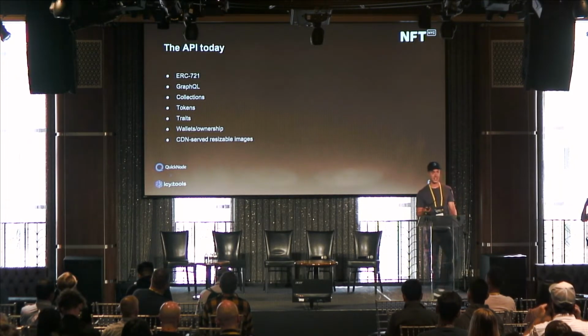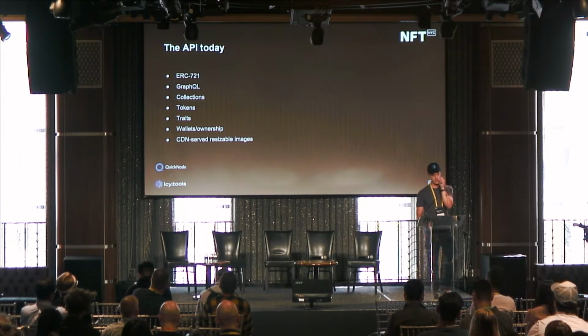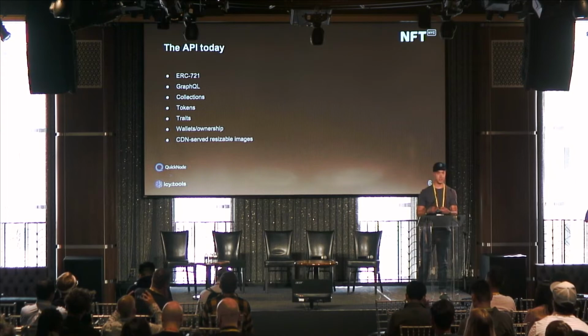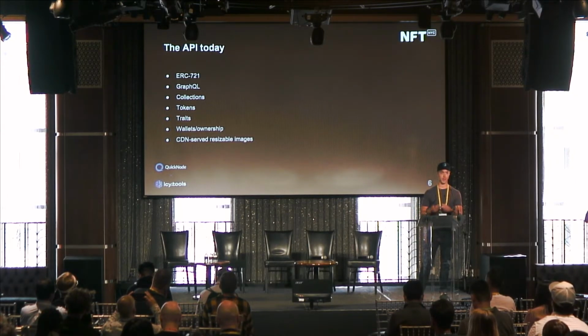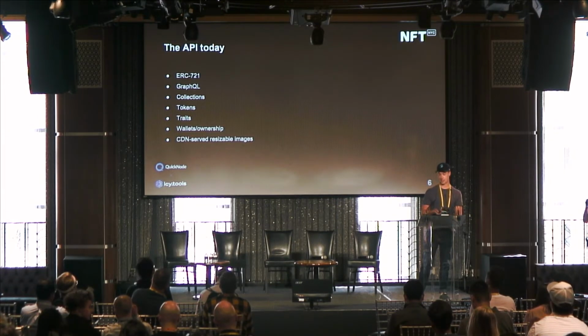The API today is currently just ERC 721. We have some 1155 support. It's built on GraphQL as mentioned. Some of the endpoints: you can get all collection data. You can sort that by statistical stuff like trending, like you see on Icy's homepage. You can get tokens, all the metadata associated with the tokens, CDN served images, wallet ownership, verify who owns what, or transaction history of tokens or of wallets.